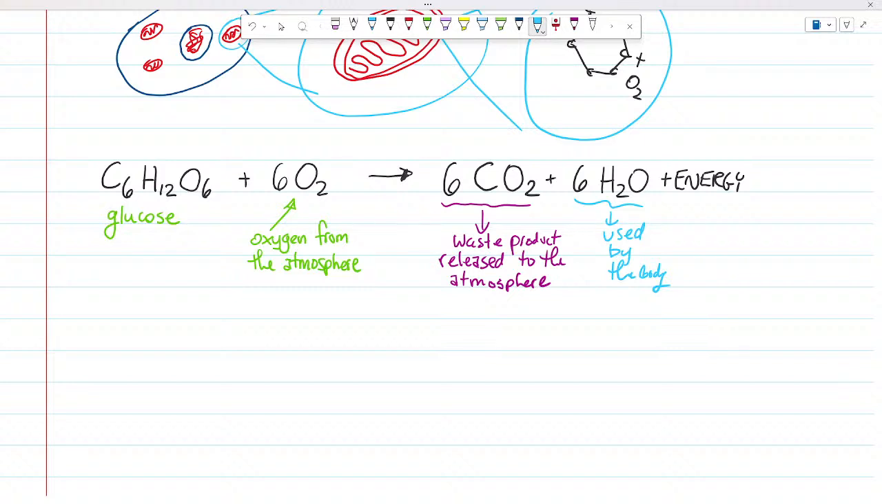So actually, every time we burn a sugar, we get a little bit more water. So that's good. It actually means you would have to drink a whole lot more often to stay hydrated if we didn't get some water from burning sugar. But we do. So that's a good deal.